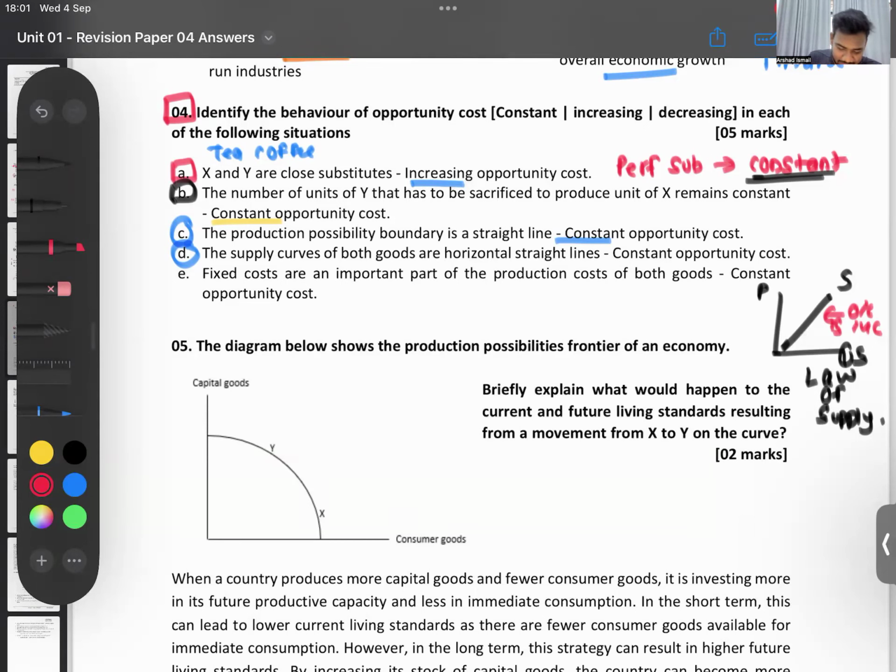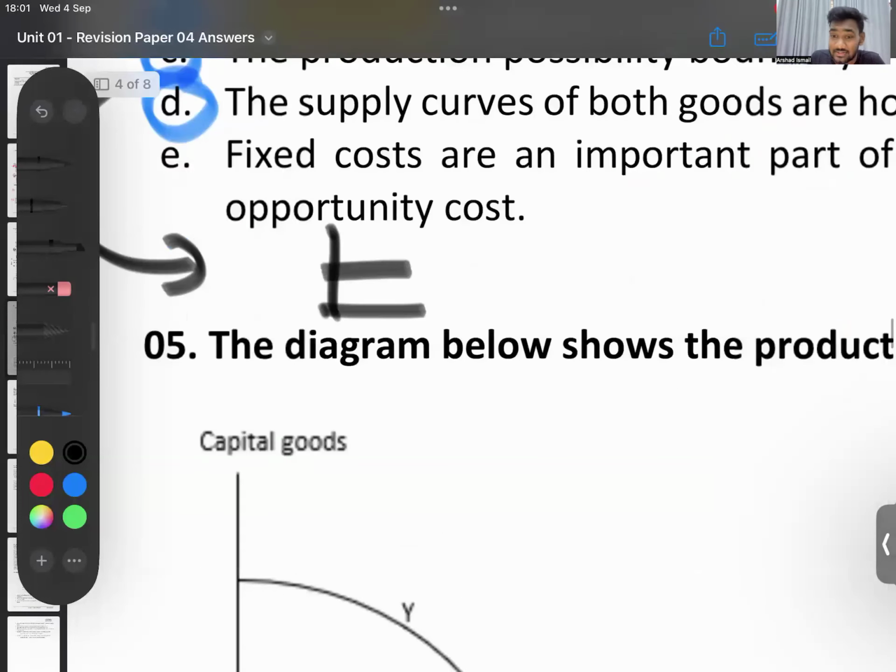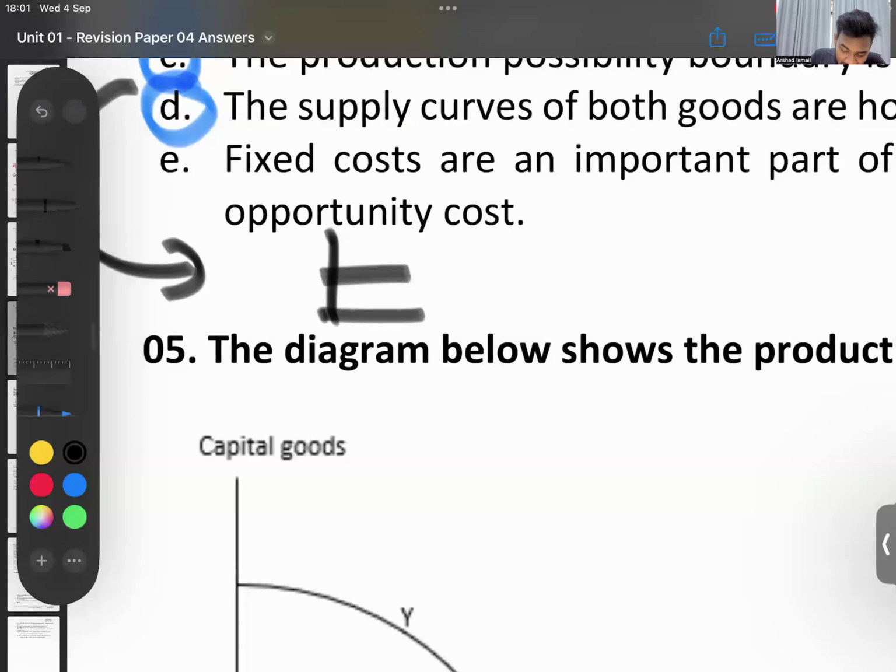So in this question, I am not saying the supply curve is upward sloping. I am saying it is a horizontal straight line. What does that mean? This horizontal straight line means the supplier is willing to increase his supply, his QS, at the same price, more and more and more. Why is he willing to supply more and more at the exact same price? That's because his opportunity cost is constant. So that is the story there.